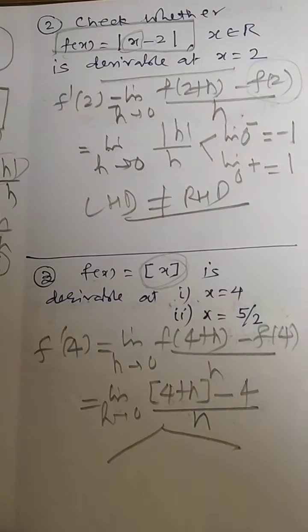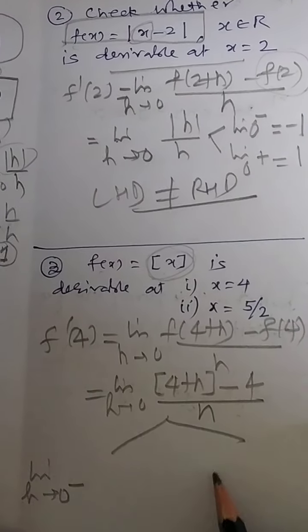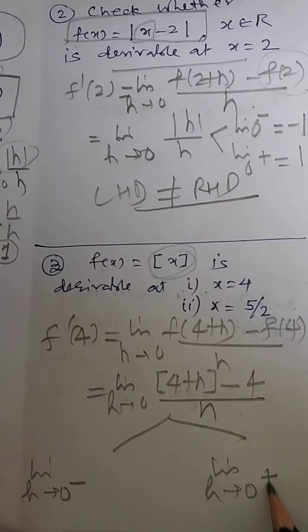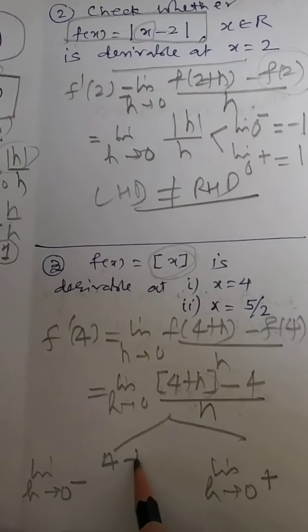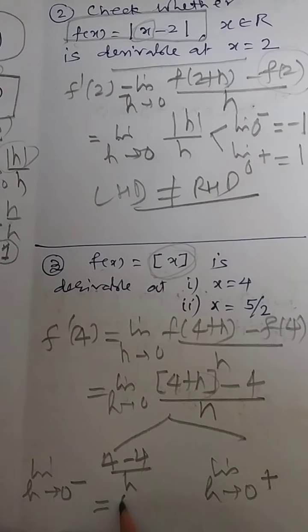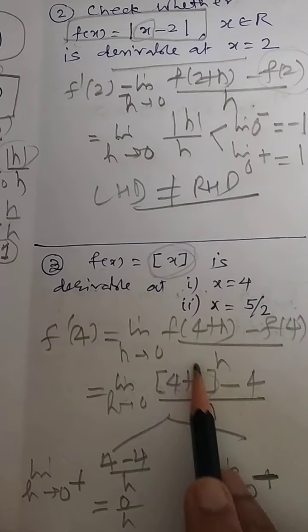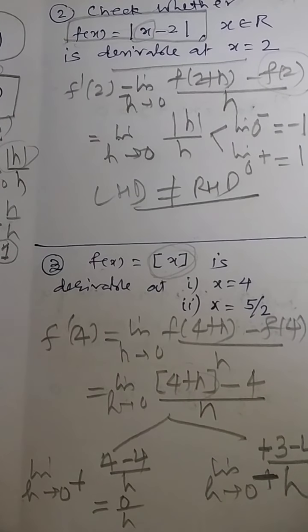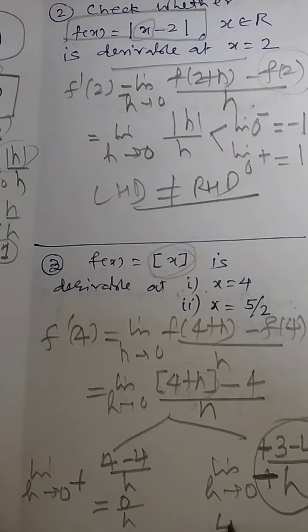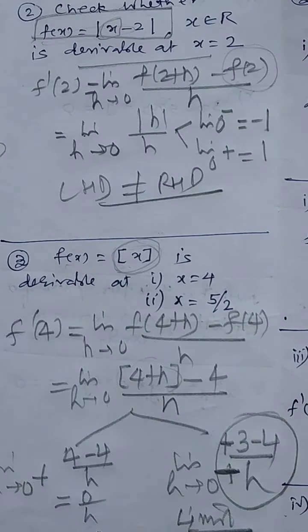So again there are two cases. What will happen whenever h is negative and limit as h tends to 0 positive? For 0 positive, right side, it will be 4 minus 4 upon h. So it will give you 0 by h and the answer will be equal to 0. But whereas I am talking about the positive side, for the negative side, 4 plus h is nothing but 3 minus 4 upon h. So if you try to evaluate, the limit does not exist. What does it mean? Left hand derivative is different, right hand derivative is different.